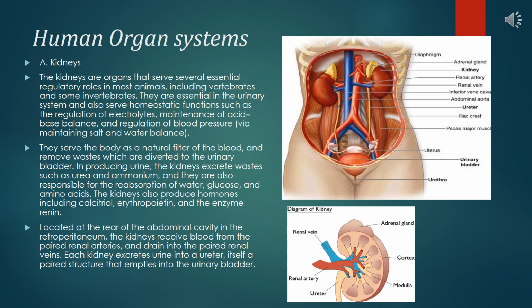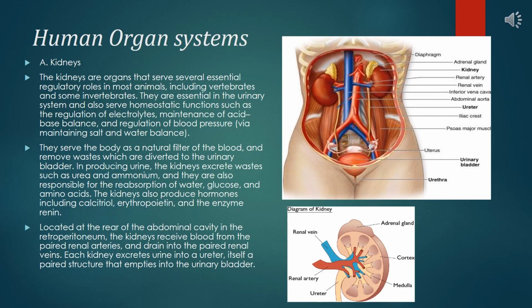They serve the body as a natural filter of the blood and remove wastes which are diverted to the urinary bladder. In producing urine, the kidneys excrete wastes such as urea and ammonium, and they are also responsible for the reabsorption of water, glucose, and amino acids. The kidneys also produce hormones including calcitriol, erythropoietin, and the enzyme renin.